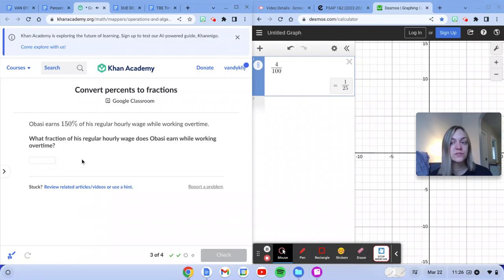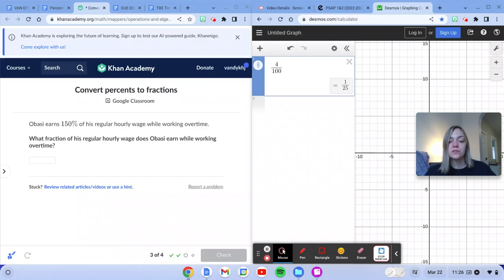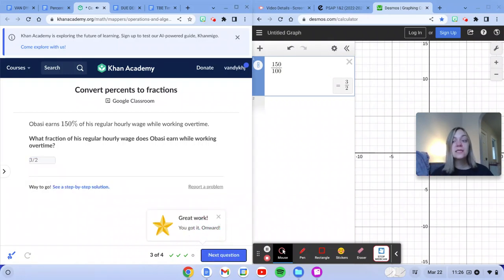Next, you don't even really have to read the whole thing. You know what's going on. They're going to ask for that percentage to be changed to a fraction. So I'm going to take 150% as the numerator, the top number, divided by 100 to get 3/2. And then you'll just keep doing this for the rest of the activity.